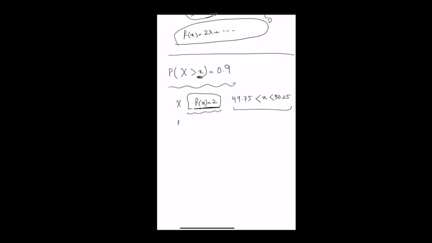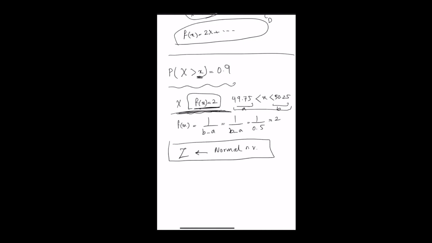So that's why we said f of x, if this is A and this is B, equals 1 over B minus A. B minus A here, if we calculate, is 0.5, so 1 over 0.5 is 2, and that's exactly what we have here. So this is a uniform random variable. Z concepts are only for normal random variables. That's only for normal.